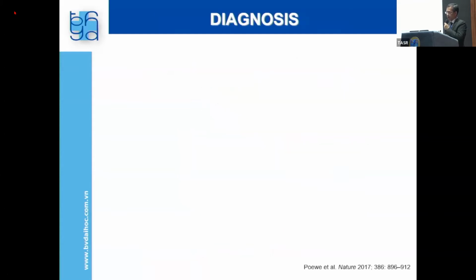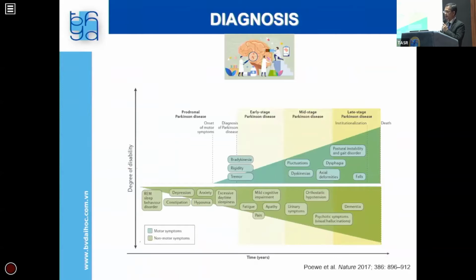So how can we make the diagnosis of Parkinson's disease? We are the neurologists, we are the doctors. We can see the progression of Parkinson's disease over a long time. When we catch the patient at the prodromal Parkinson's disease stage, how do we make the diagnosis? And when we catch the patient at the early stage, the middle stage, and the late stage, how do we make the diagnosis?